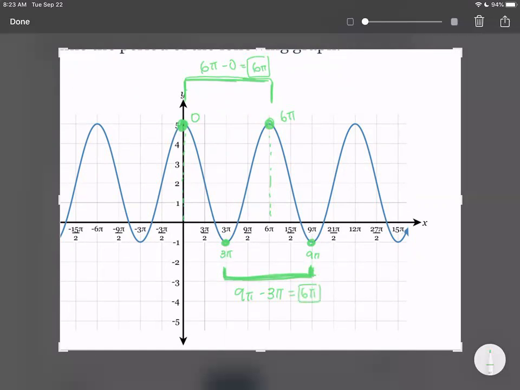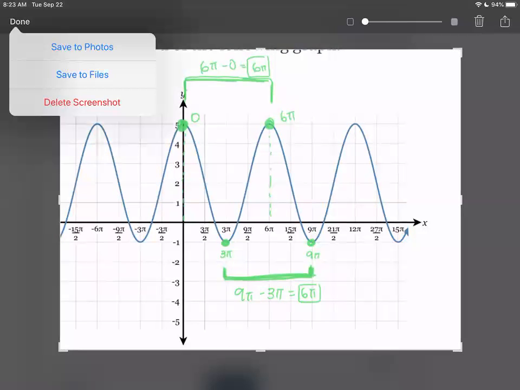So see, the answer doesn't change. You can do top to top or bottom to bottom, and the answer will still be the same. So our period is 6 pi. Does anybody have a question for this one? Nope. Okay, let's do another one.